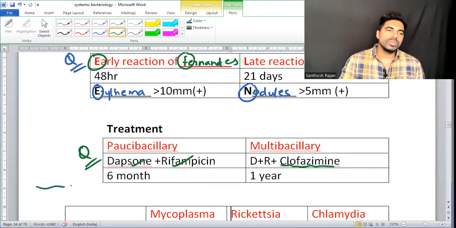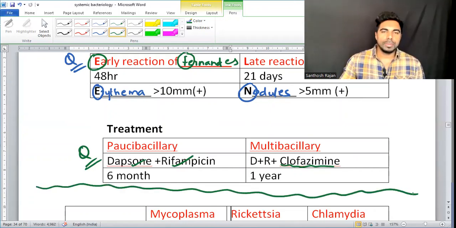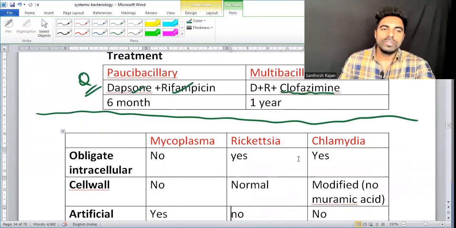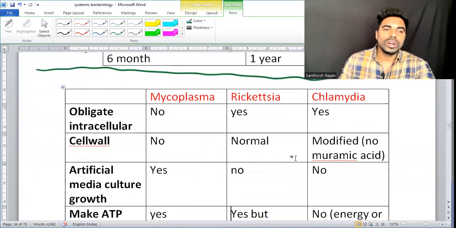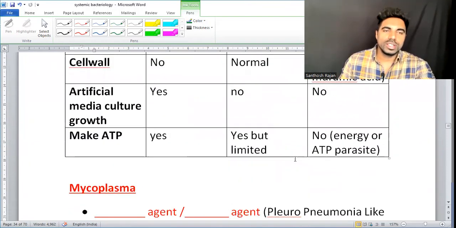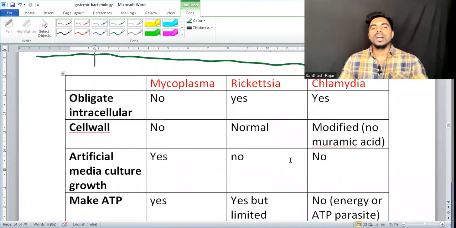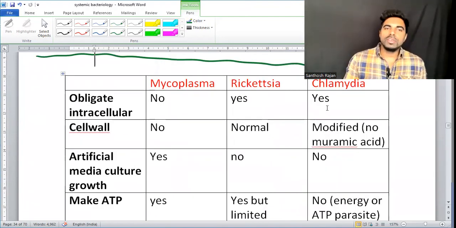Okay, so this is for your mycobacterium. Leprosy, these are the important things. Your Hansen's bacillus. Now we're going to the next topic, your favorite. First of all, we'll go to the differences between mycoplasma, rickettsia, and chlamydia. Chlamydia we already finished, rickettsia will come, and M, because we are talking about M.